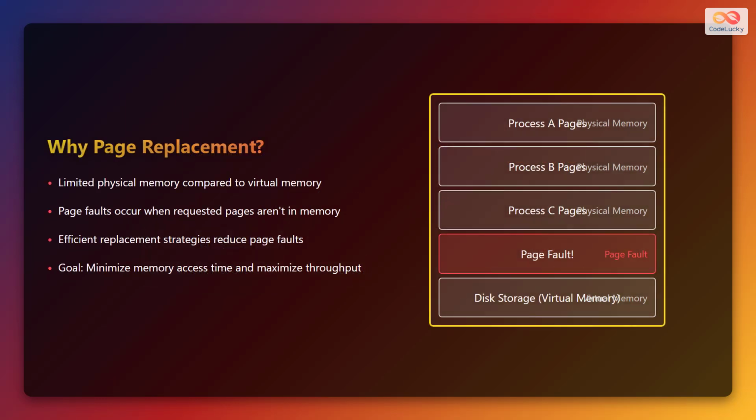Why do we need page replacement algorithms? The first reason is physical memory is limited, especially when compared to virtual memory. Page faults occur when the pages that we need aren't present in the physical memory. Efficient replacement strategies play a key role in reducing the number of page faults. The main goal here is to reduce memory access time and also maximize throughput.